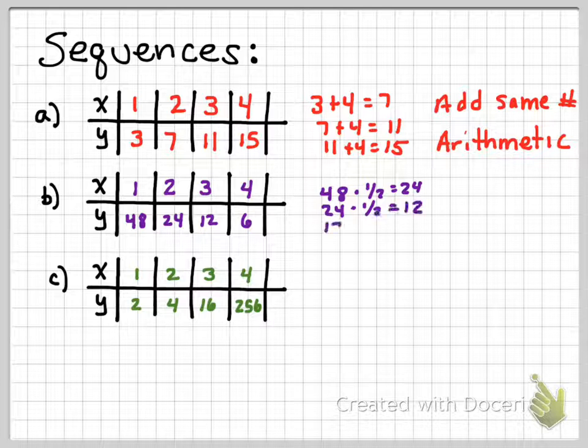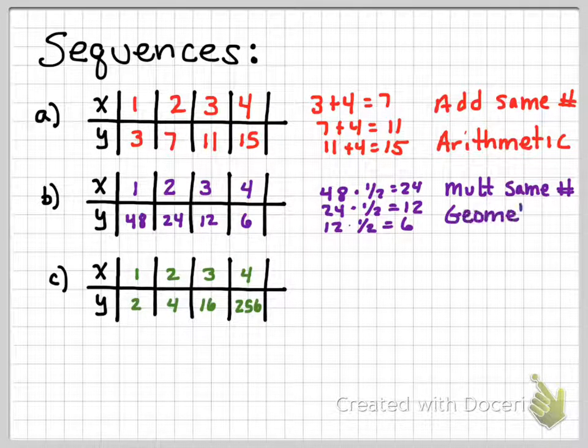For the second one here, it looks like 48 to 24, I'm multiplying it by 1/2. 24 to 12, I'm multiplying by 1/2, and 12 to 6, I'm multiplying by 1/2. In this case, I'm multiplying by the same number each time. That is geometric. So that's the difference between the two types of sequences. Arithmetic, you add the same number, it's called the common difference. Geometric, you multiply by the same number, and that's called the common multiplier.